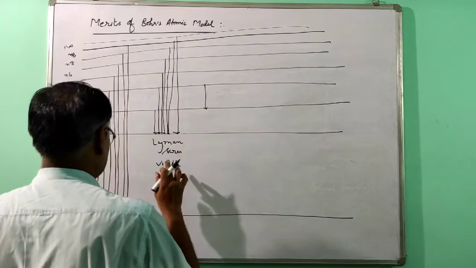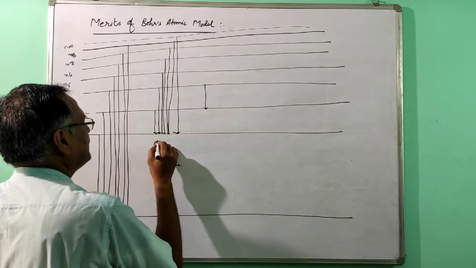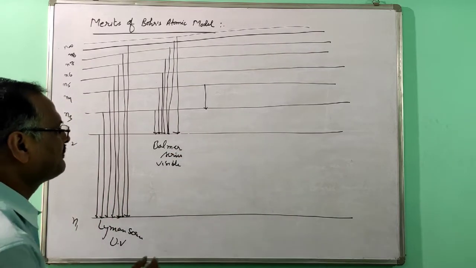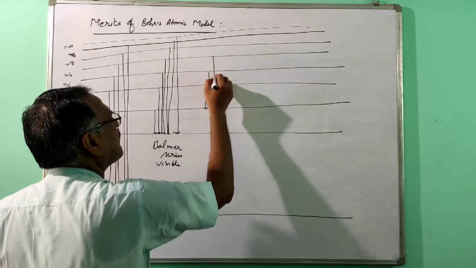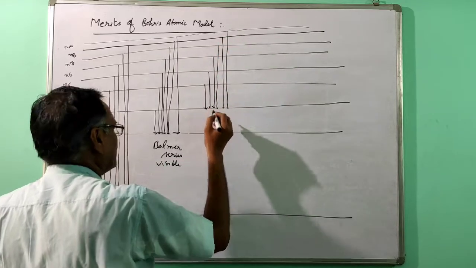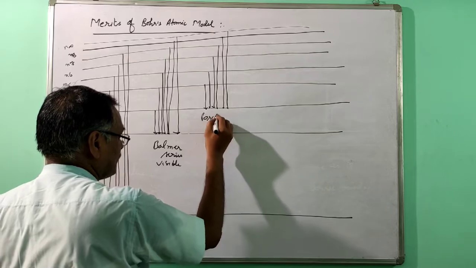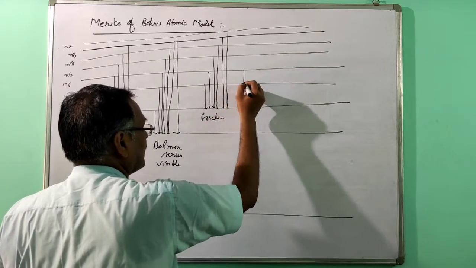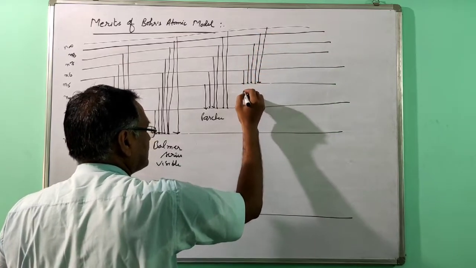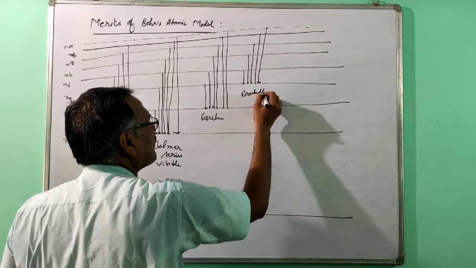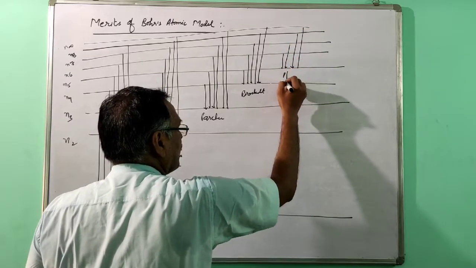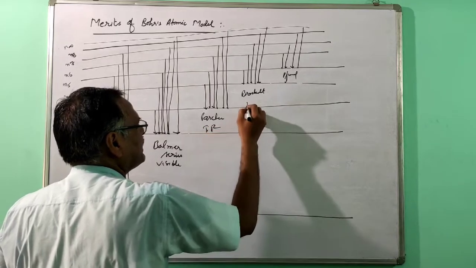Then the Balmer series, and the next ones are Paschen, Brackett and Pfund. So these are in hydrogen.